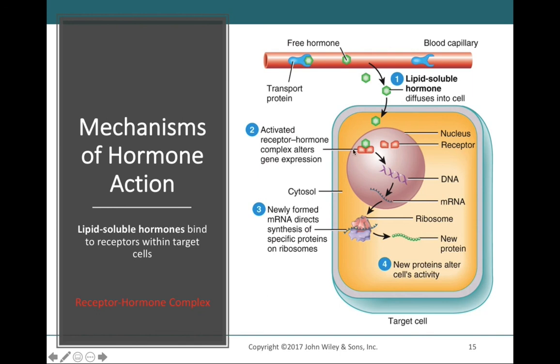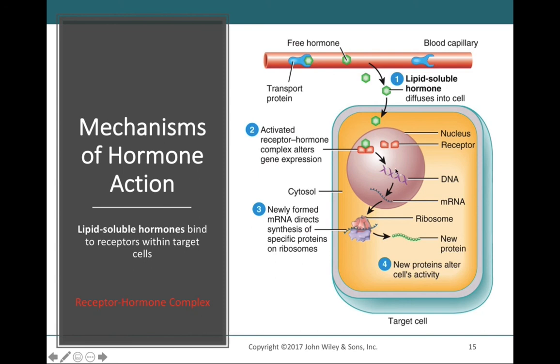We call it the receptor hormone complex because it is the hormone attached to the receptor together, and this complex is what's going to go and affect the DNA. This receptor hormone complex will have a particular spot on the DNA strand that we'll find in the nucleus. It will bind to that DNA, and this will then in turn alter gene expression, either turning on a particular gene or turning it off.